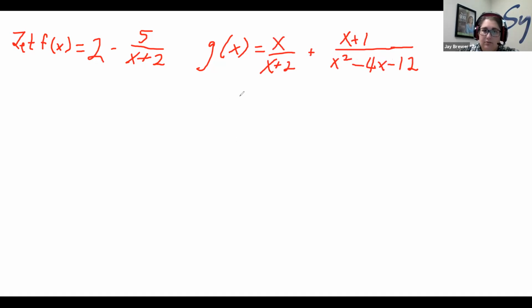My suggestion to you is when you work on a problem like this, if you can factor, go ahead and factor. That will help you with your lowest common denominators. So x squared minus 4x minus 12, what can we factor that into? x plus 2, x minus 6.